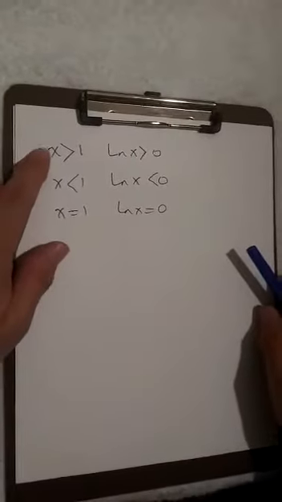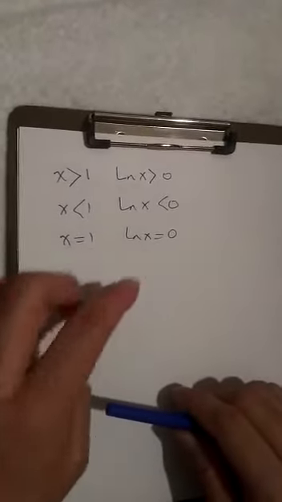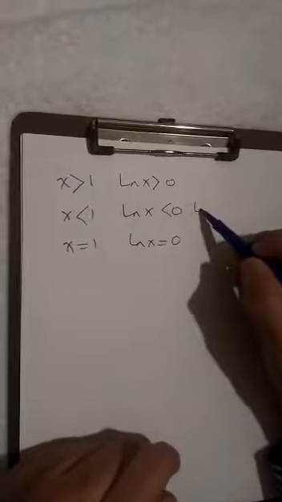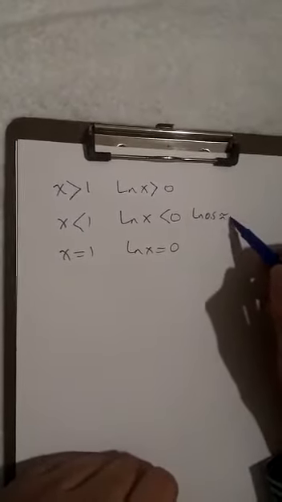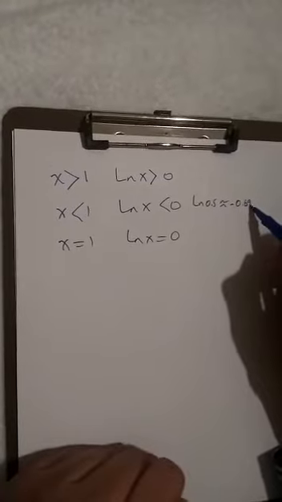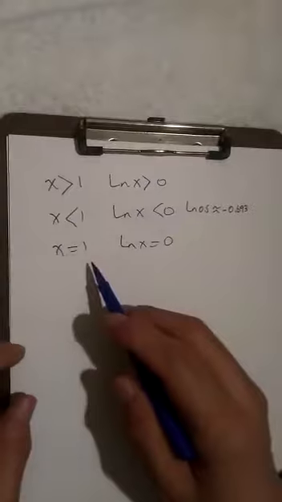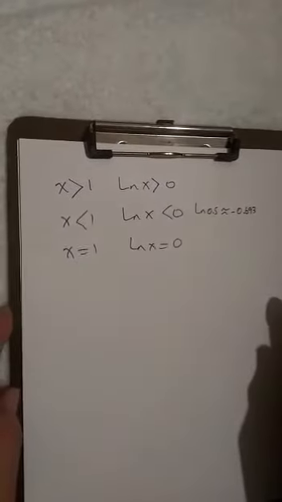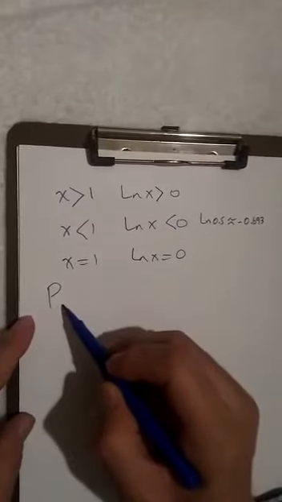Any number that is greater than 1 has a logarithm that is positive. And when x is less than 1, its logarithm is negative. For example, ln of 0.5 is approximately negative 0.693. And when x equals 1, the logarithm is 0. Okay, next we're going to go over some properties of logarithms.